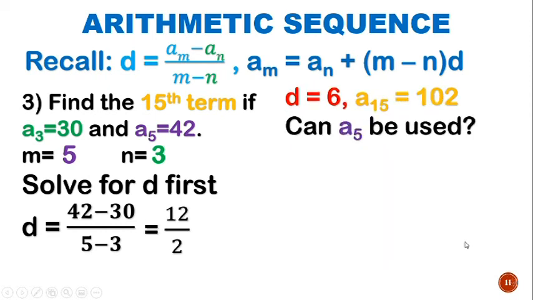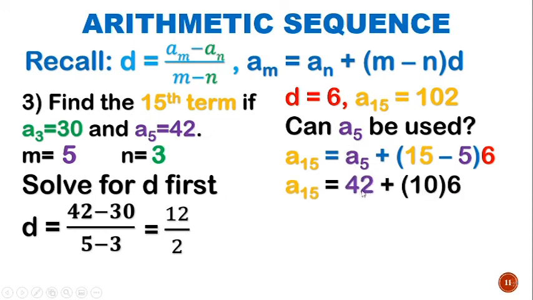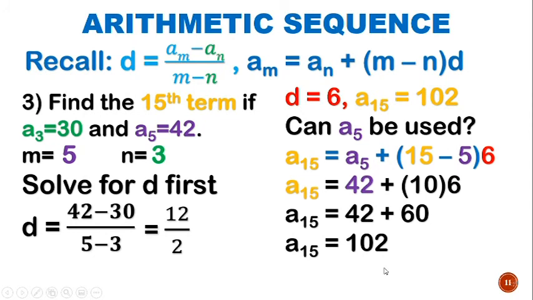Let's try. So, A sub 5. So, it will be 15 minus 5 here. And then 6 still. Then, we know what A sub 5 is. That is 42. Then, 15 minus 5 is 10. Then, times 6. 60 plus 42. Yes, we will come up with the same answer, which is 102.